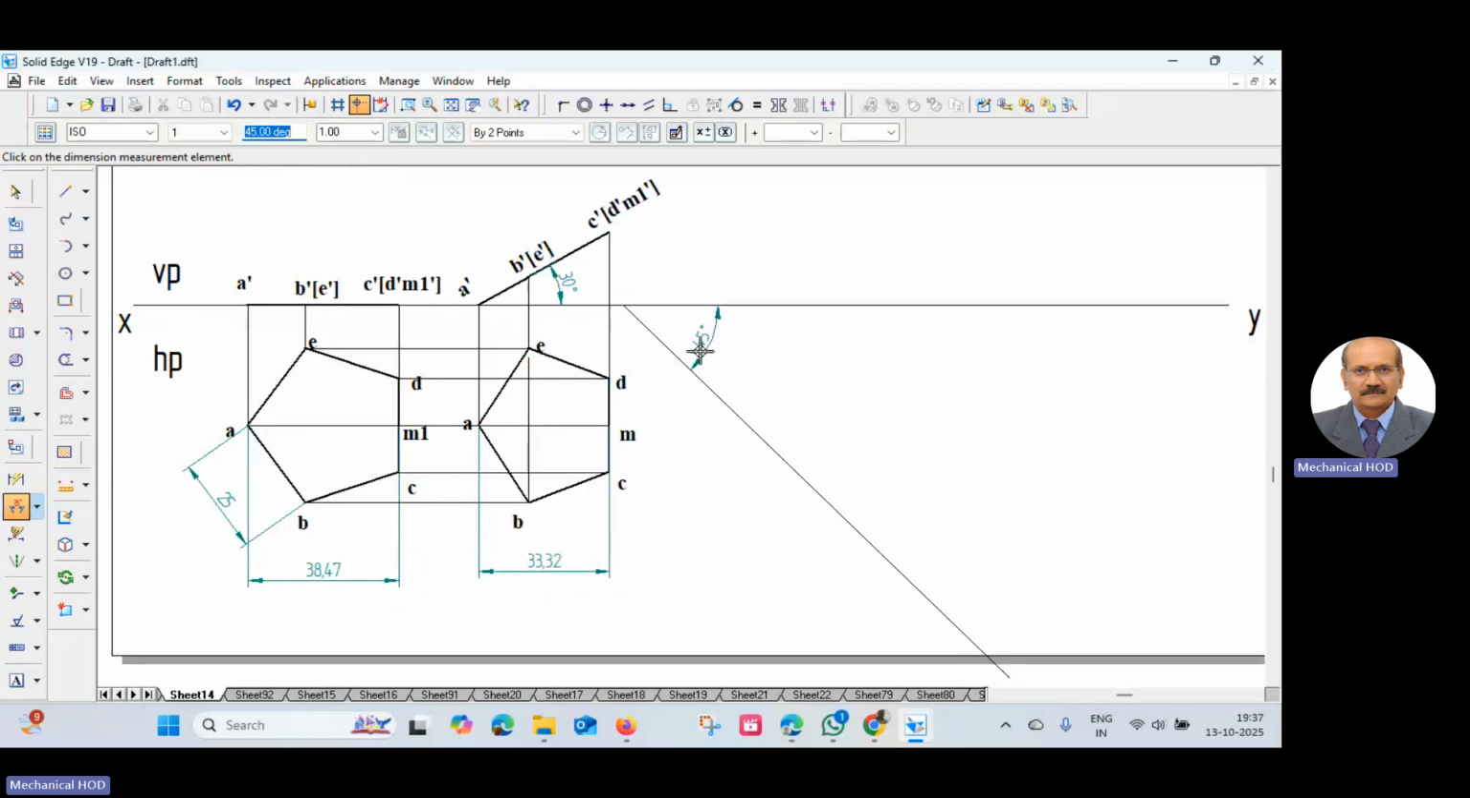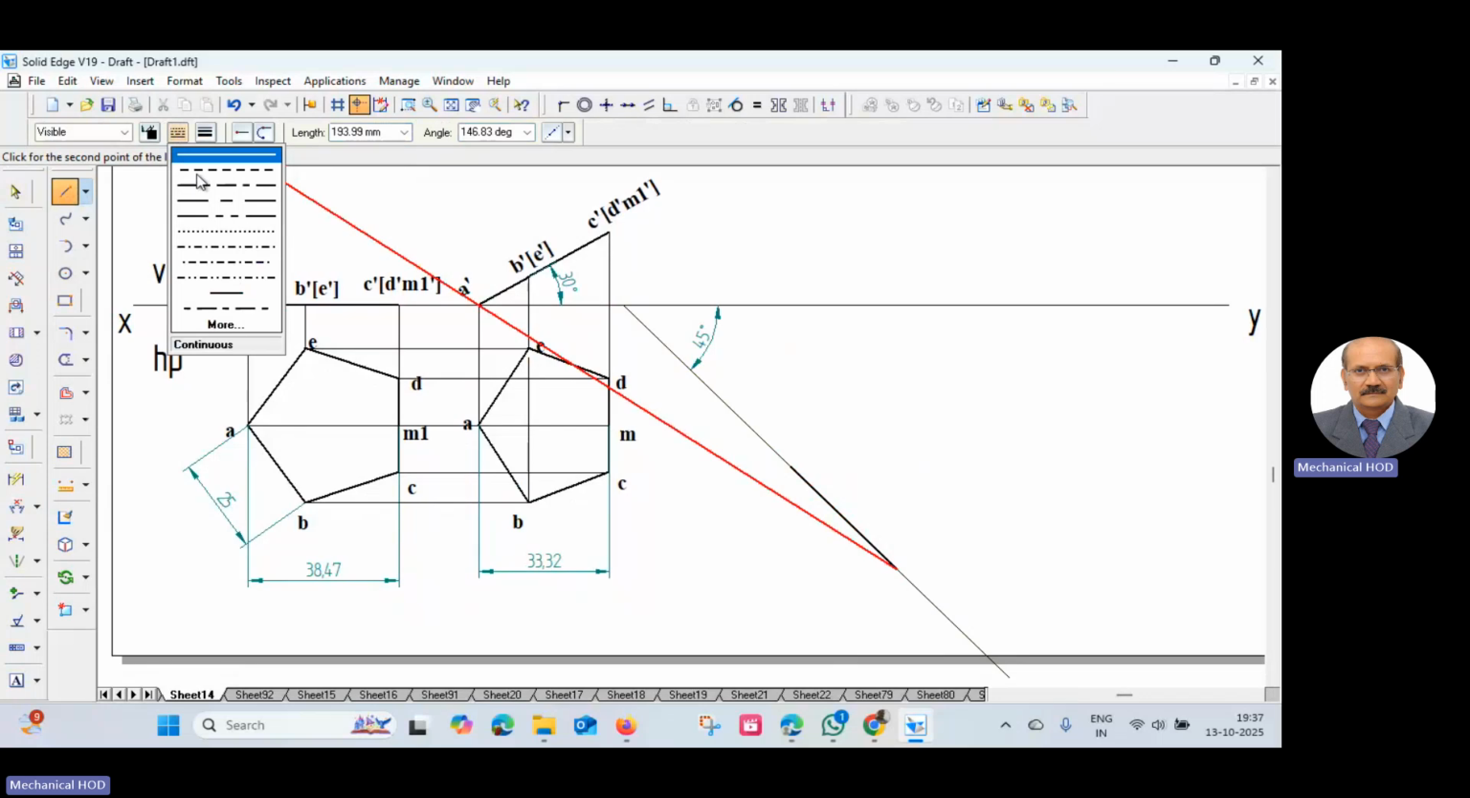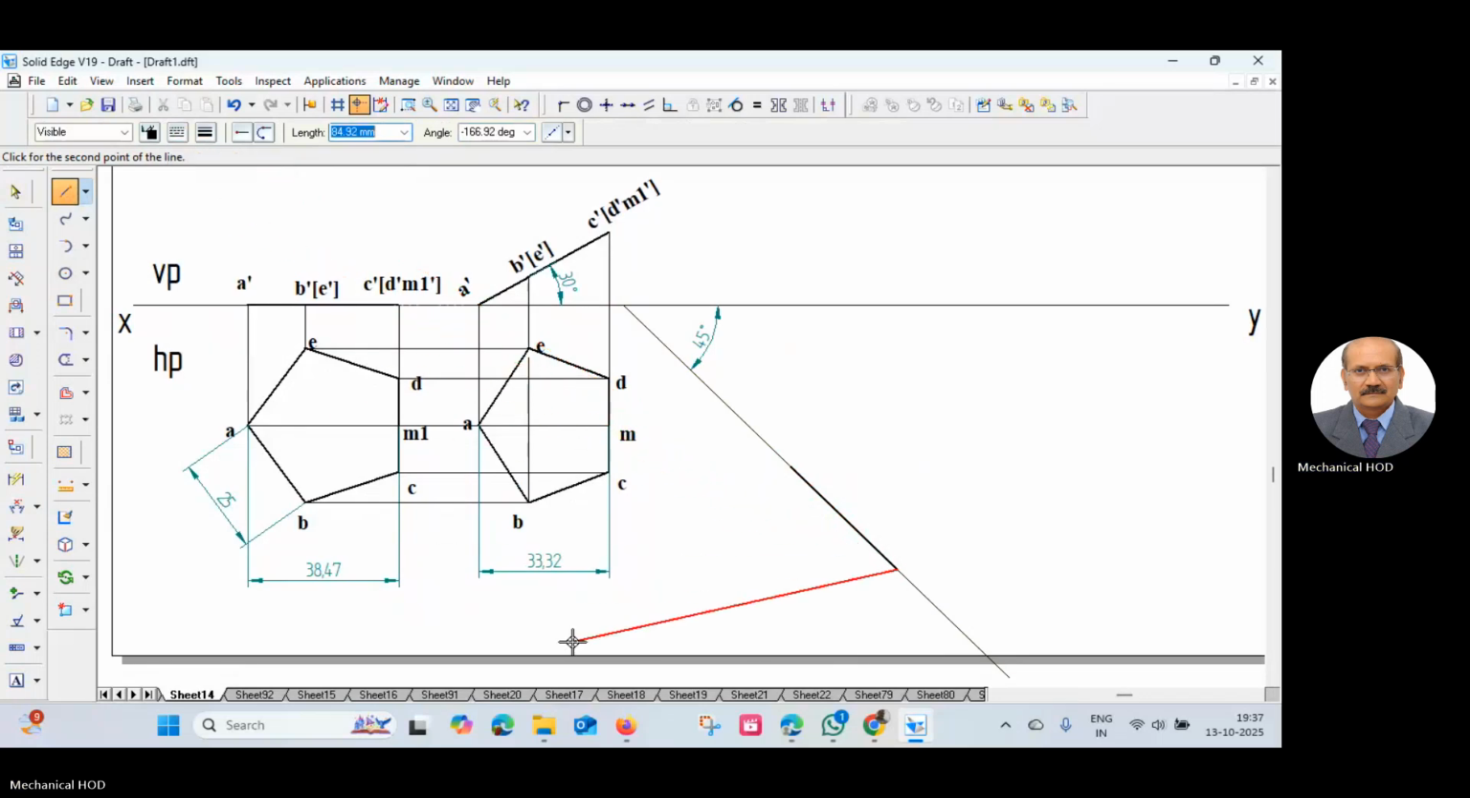This 45 degree is the true angle, and this will measure the true length first. True length of the media by perpendicular bisector is 38.47. Click here, any point on the 45 degree line, type 38.47. Length of the line is 38.47. Enter. And at the end of this line, draw the locus.